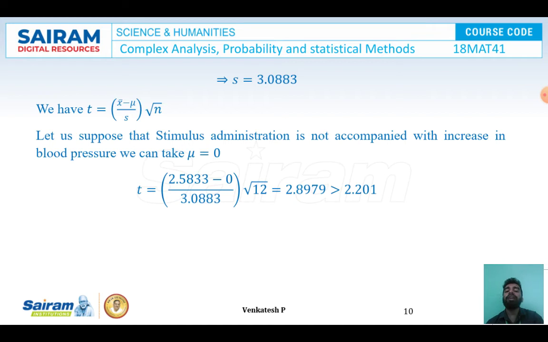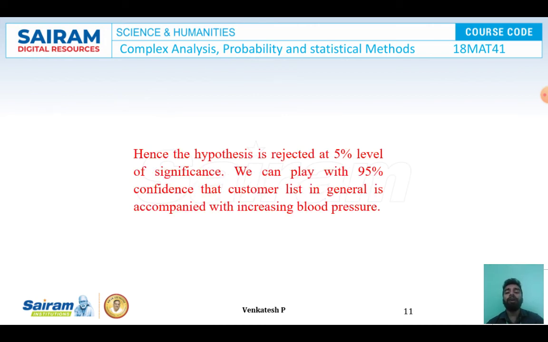So now to calculate the value of t, we have x bar minus mu by s into square root of n, and here the population mean will be equal to 0. Therefore we got t is equal to 2.5833 minus 0 divided by 3.0883 into root 12. So after simplifying this, we got the value 2.8979, which is greater than 2.201. So hence we can say that the hypothesis will be rejected at the 5% level of significance.